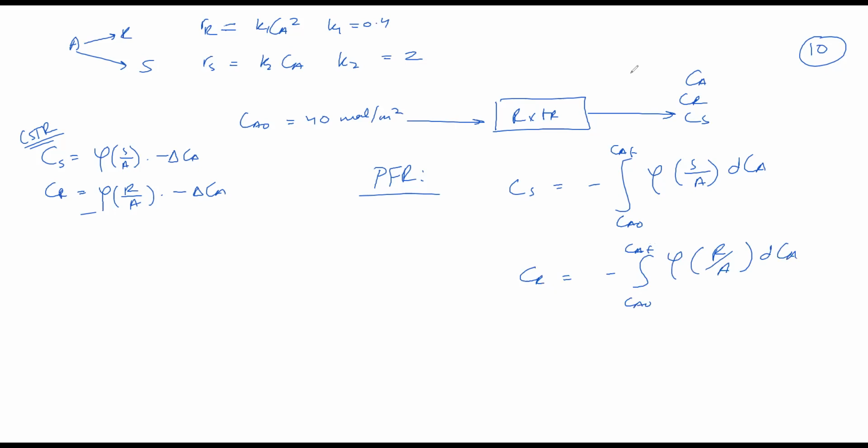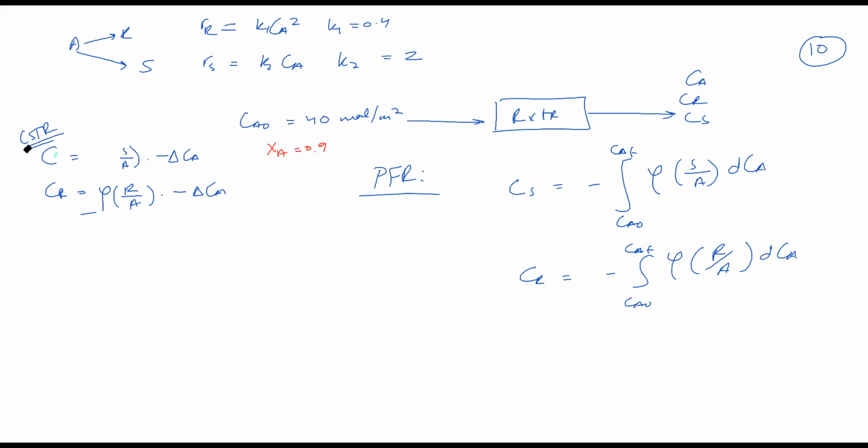Okay, let's go back to the problem. I think you're told XA is 0.9. So again, similar to the previous one, you're told that XA is equal to 0.9. Okay, so let's start off by doing the first one. Let's calculate Cs first.